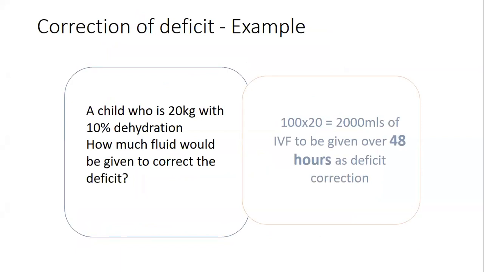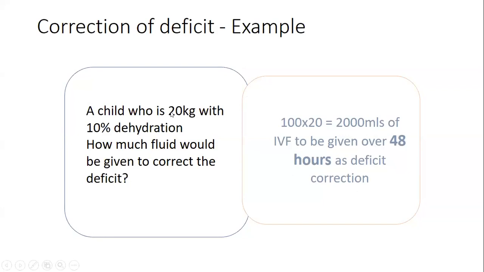So just an example of how to calculate this. A child who is 20 kgs with 10% dehydration, how much fluid would be given to correct the deficit? So 10% dehydration. Usually you take the percentage of dehydration multiplied by 10, multiplied by the weight. So this will be 10 times 10. So that will be 100. 100 multiplied by 20 kilograms. So for this child, the deficit will be 2,000 mLs. And this should usually be corrected over 48 hours.